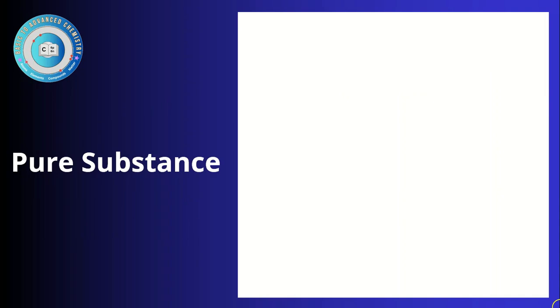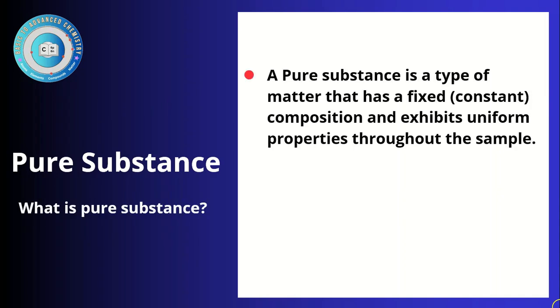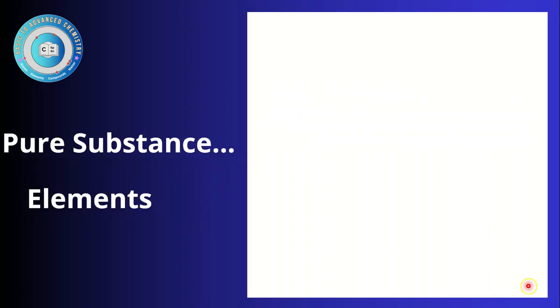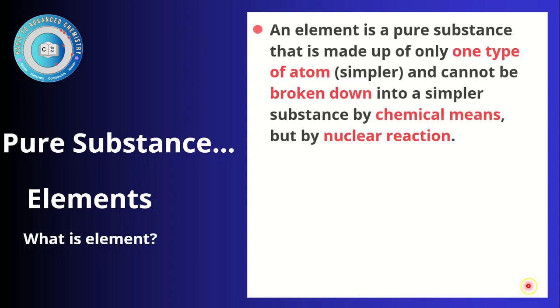Pure substance. What is pure substance? A pure substance is a type of matter that has fixed composition and exhibits uniform properties throughout the sample. The first type of pure substance is element. What is element? An element is a pure substance that is made up of only one type of atom, which is the simplest form of matter, and cannot be broken down into simpler substances by chemical means.